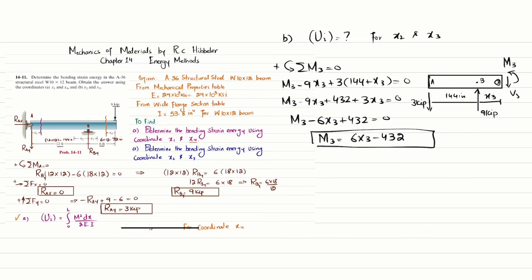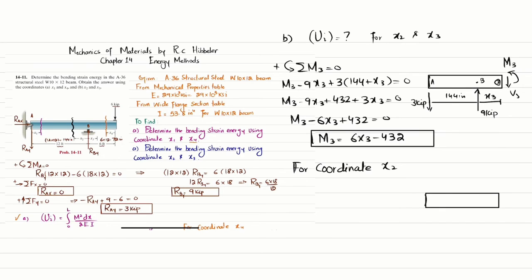So this is the moment equation for coordinate x3. Now what we are going to do is that for coordinate x2, we will cut the beam over here, and we will draw the free body diagram of this right hand side to find the moment for coordinate x2. So for coordinate x2, when you cut it over here and draw the free body diagram, I will draw it like this.